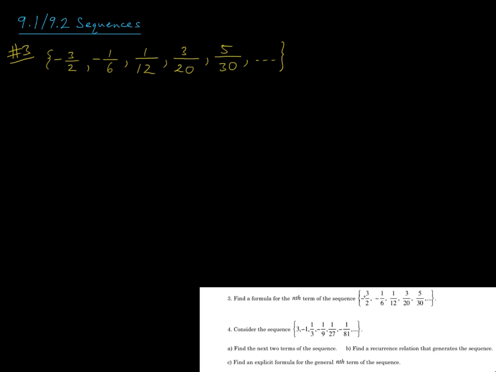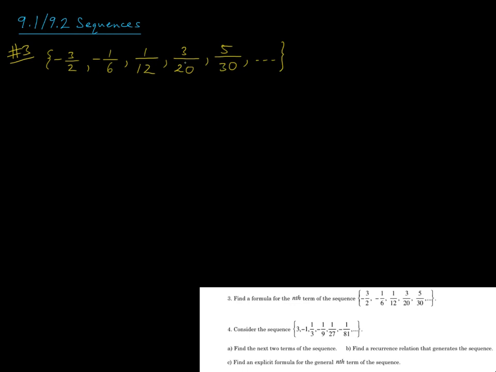Notice for the numerators, I go from -3 to -1 to 1 to 3 to 5. I'm going up by 2 as I move from term to term. So that's an observation that will be useful. What about the denominators? 2, 6, 12, 20, 30.